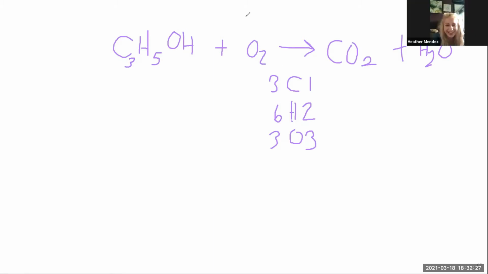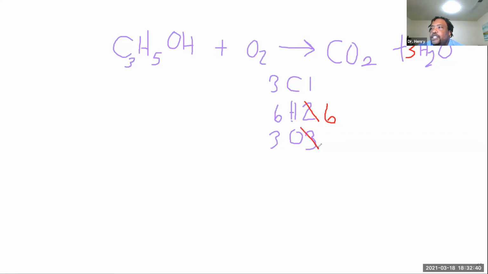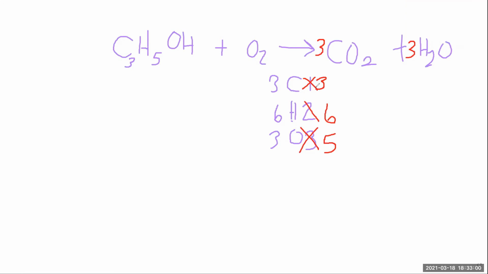Add a 3 on the product side in front of the H2O. 3 in front of the H2O. Okay, that's 6. And then how many oxygens do I have now? 5. Is it balanced? No. Add a 3 in front of the CO2 on the product side. Is it balanced? No, because we've got 6 oxygen now, 7 oxygen.